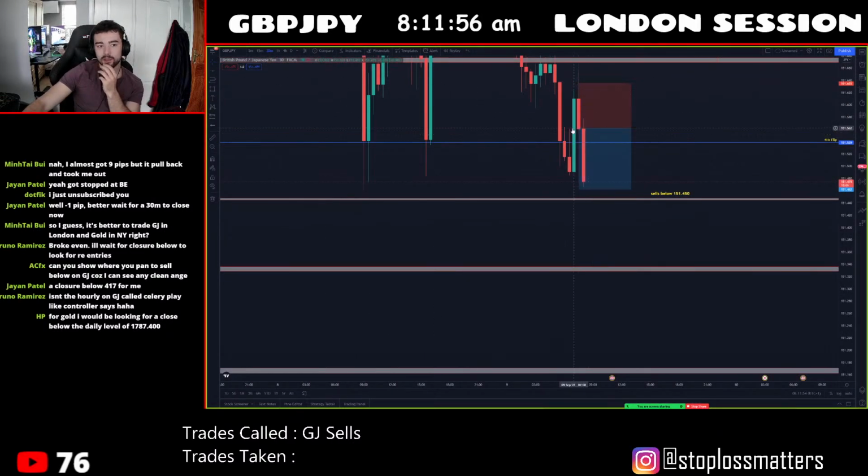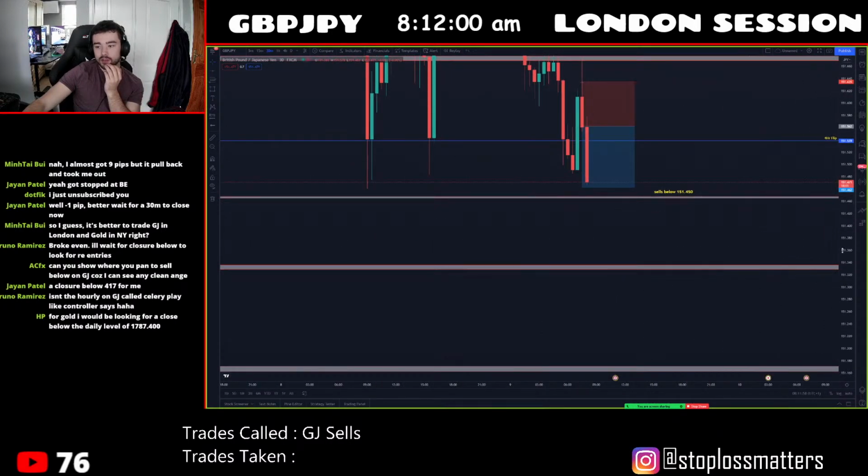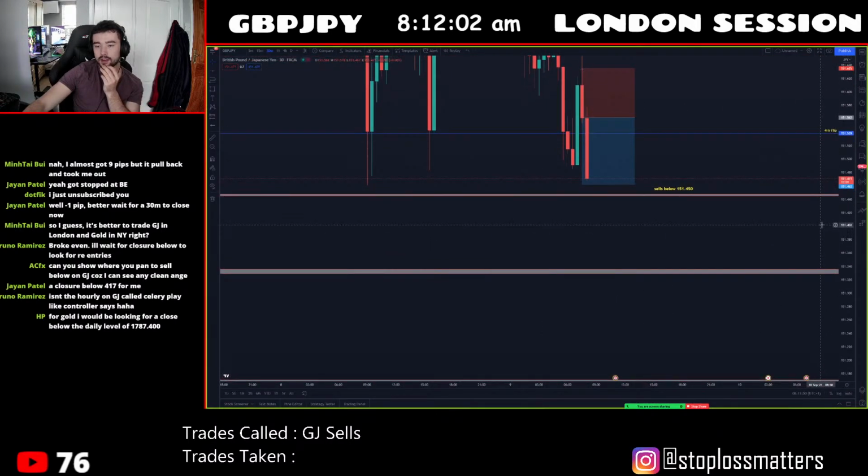People who have actually kept this trade on are going to be hitting 10 pips at this point. Who kept these trades on? I'm pretty sure Jayan kept this trade on.